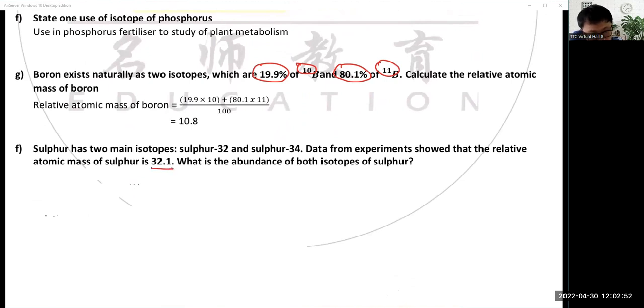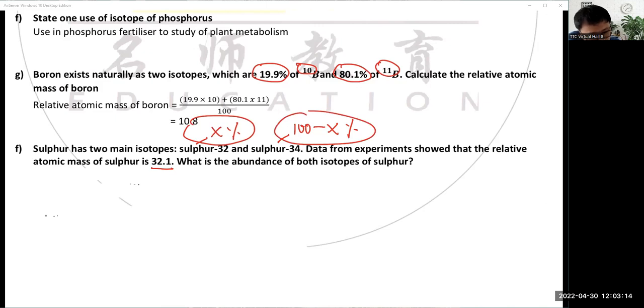So how do you get the percentage? It's very simple. If this is X%, this one will be 100 minus X%, because the total percentage is 100. So imagine if X is 40%, the other side is 60%. How do you get the 60%? It is 100 minus 40, then you get 60%. Okay, so these two add up together should be 100.